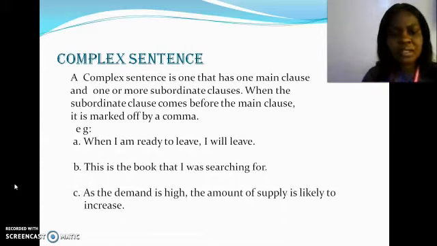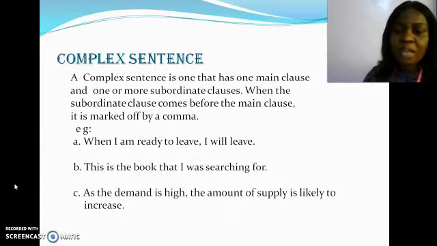But look at the B sentence. This is the book that I was searching for. No punctuation mark, other than the full stop that comes at the end. So this is the book that I was searching for, straight up. It's a complex sentence, but no punctuation mark in between.